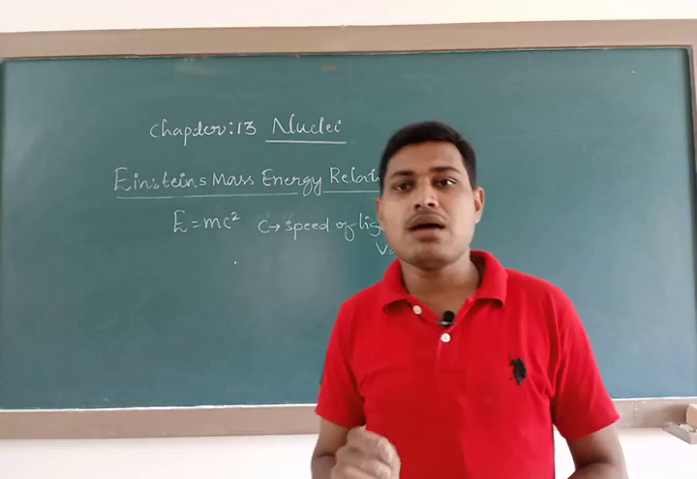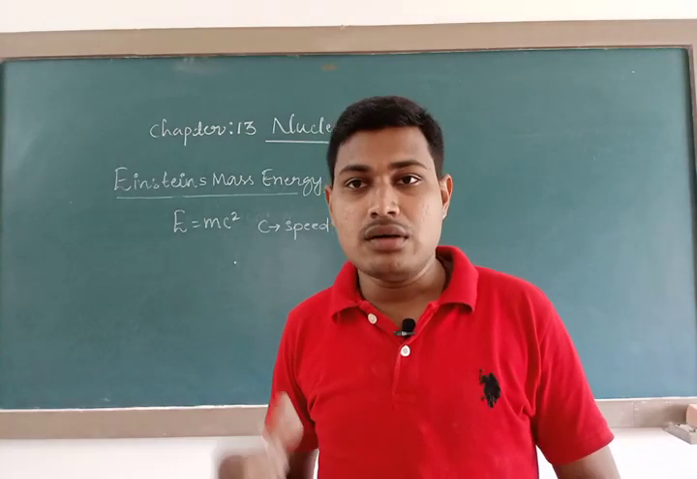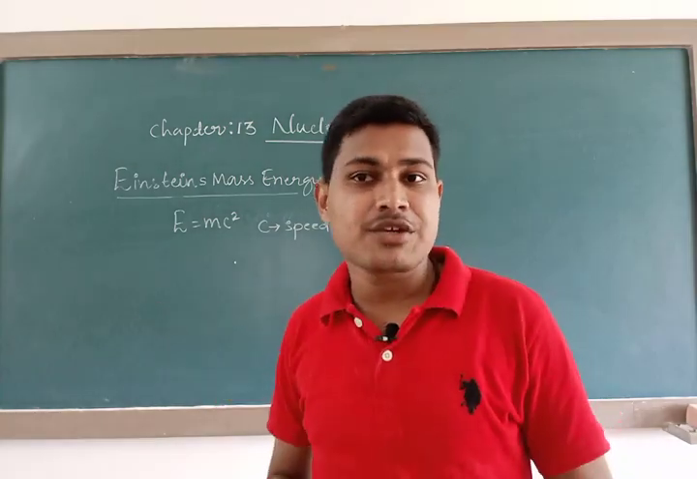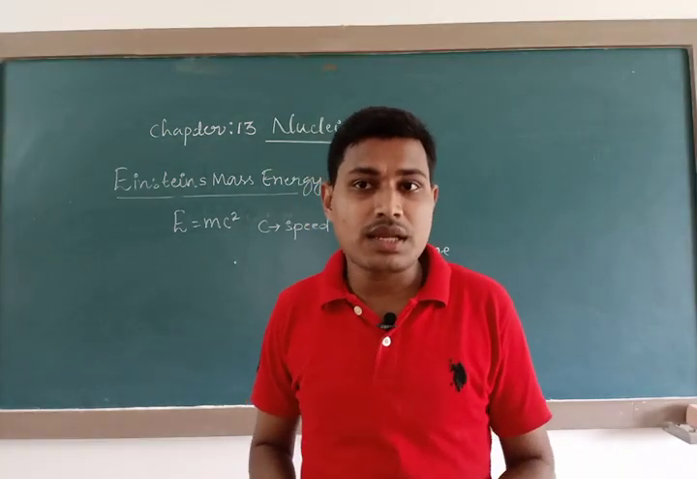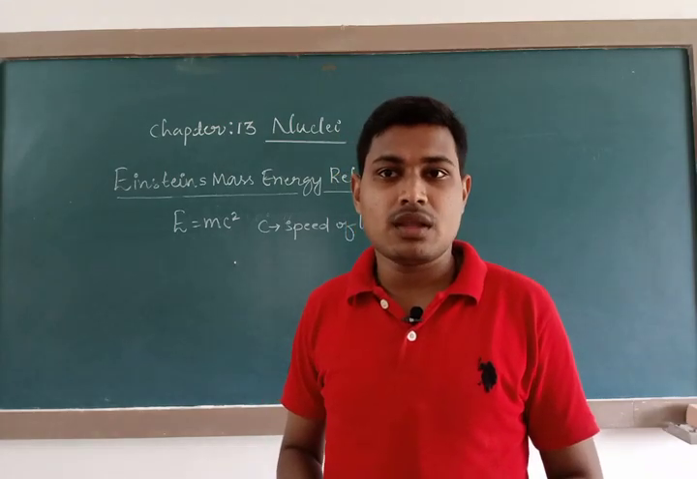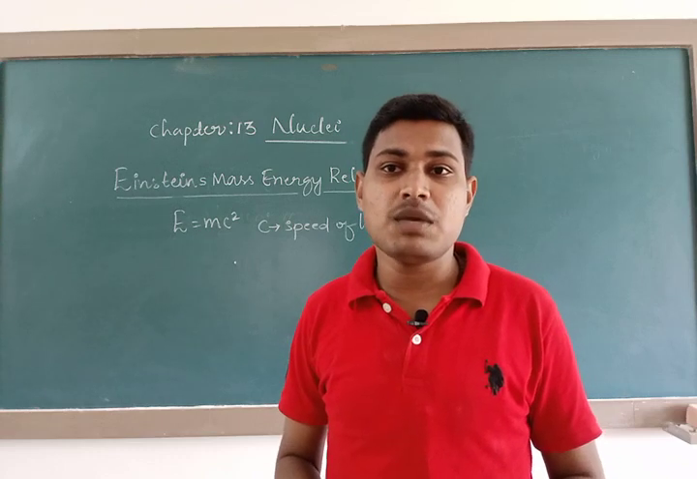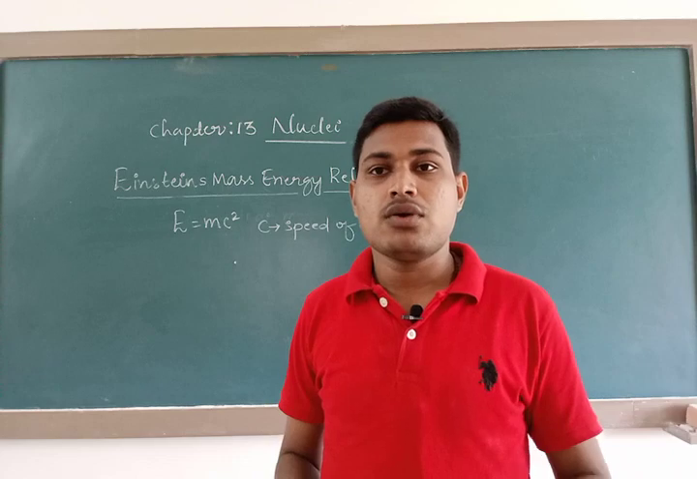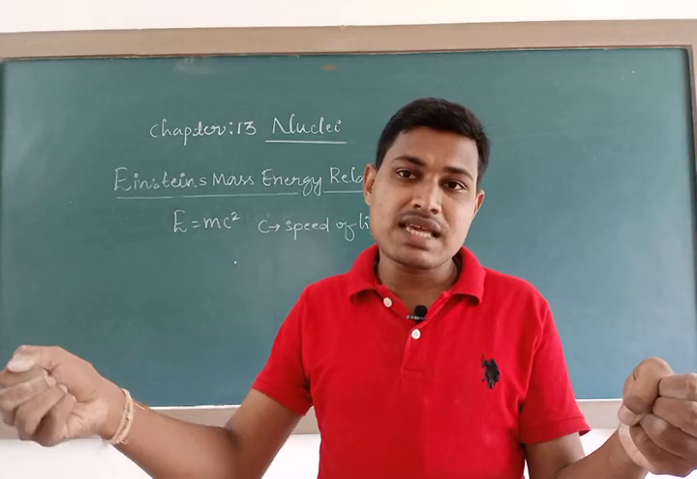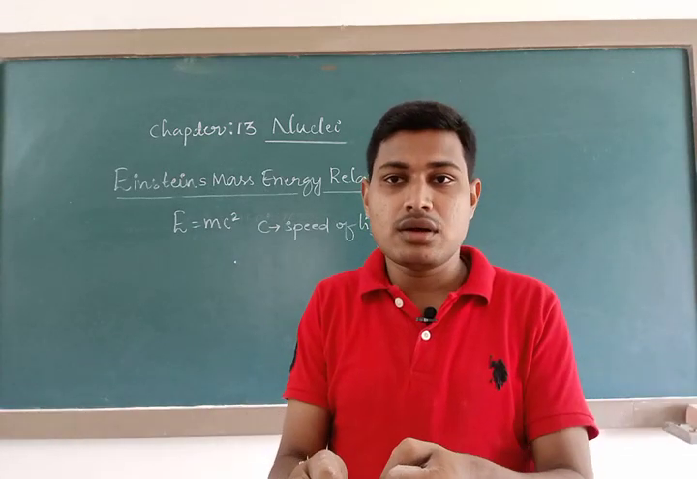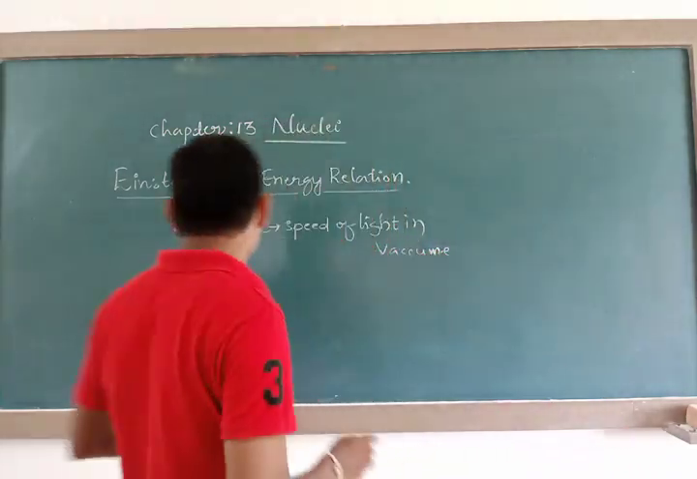One simple example I am going to give you for the experimental verification of Einstein's mass energy relation: take a positron, which is the antiparticle of the electron, having the same mass but the opposite charge to that of the electron. The positron carries positive charge. When such a positron and an electron are brought close to each other, what happens? They get annihilated.